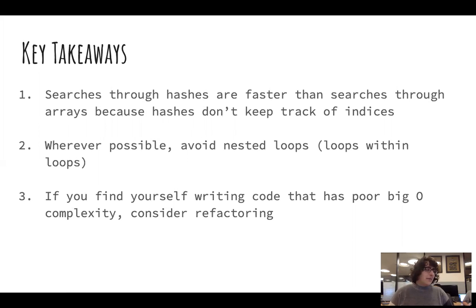So key takeaways about Big O. Searches through hashes are faster than searches through arrays because hashes don't keep track of indices. You can just access the thing you want directly. Whenever possible, avoid nested loops, loops within loops. Sometimes it doesn't mean that you can never do them, but if there's ever an alternative, you should probably do that. And if you find yourself writing code that is poor Big O complexity, consider refactoring.